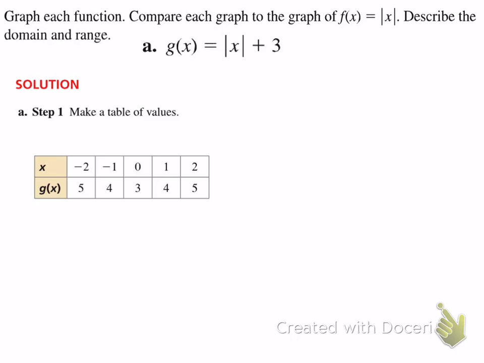So when I substitute that negative 2 in there, negative 2 plus 3, the absolute value, what is the absolute value of negative 2? 2 plus 3 is what? 5, that's right. Okay, so when x is negative 2, my y is 5. When x is negative 1, what is my y? Yes, Ryan. When x is negative 1, my y is going to be 4.